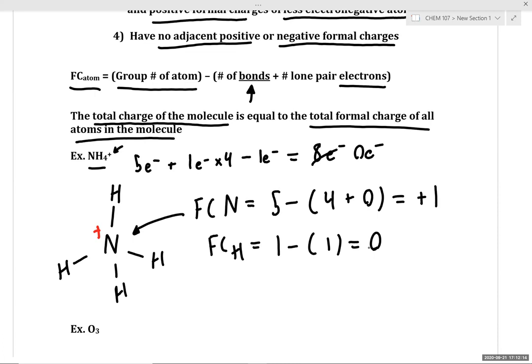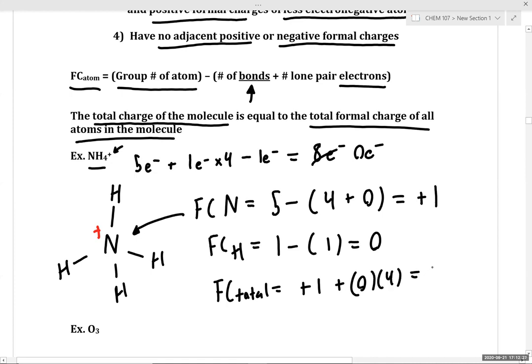So as we can see, if we add up the formal charge of all of our atoms, we have +1 for nitrogen, +0 times 4 for hydrogen, and that gives us a total charge of +1. That matches our overall charge of our molecule, which is +1.